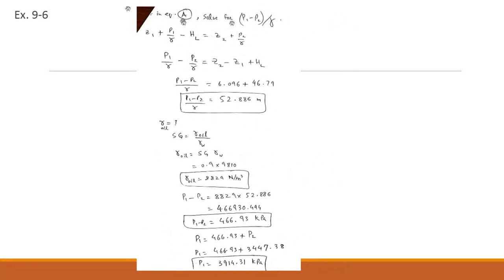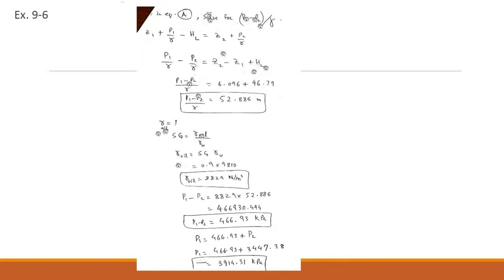Now equation A would become, after substituting all those parameters, solve for P1 minus P2 over gamma. Gamma is, of course, the specific weight, which will be found. Z1, Z2, of course, you move Z1 to the other side. Z2 minus Z1 is 6.096. HL you just found. Gamma is taken common, so P1 minus P2 is equal to this. So put the value of Z2 minus Z1 and HL as you just calculated, and this is the expression you have. But before that, we have to find gamma, the specific weight of the oil.